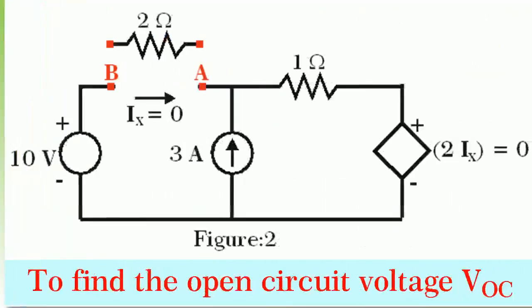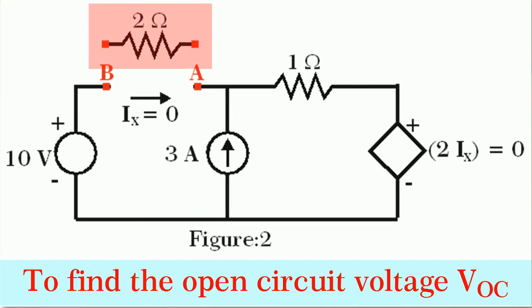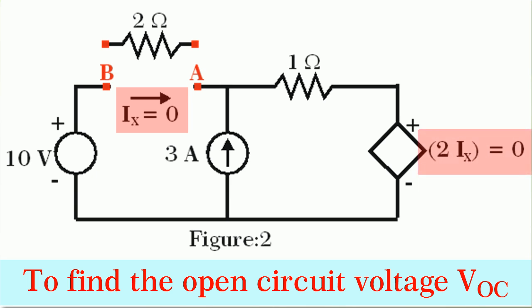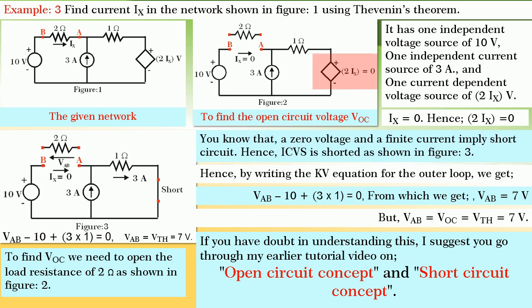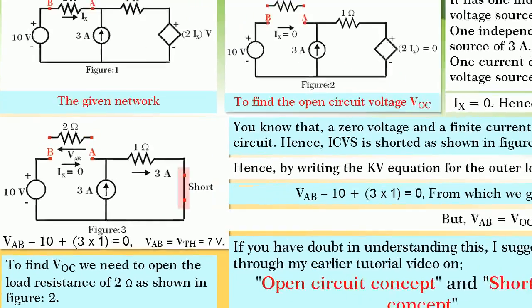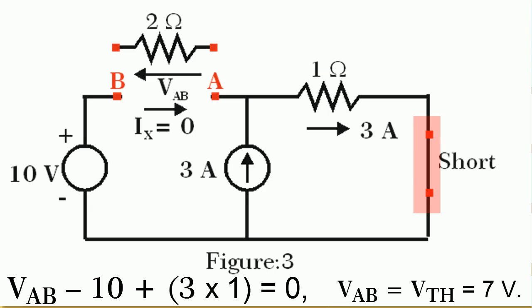To find VOC, we need to open the load branch of resistance 2 ohm as shown in figure 2. Note that it resulted in Ix becoming 0 and also the dependent voltage source voltage 2Ix also has become 0. Now we know that a 0 voltage and a finite current imply short circuit. Hence the current dependent voltage source is shorted as shown in figure 3.